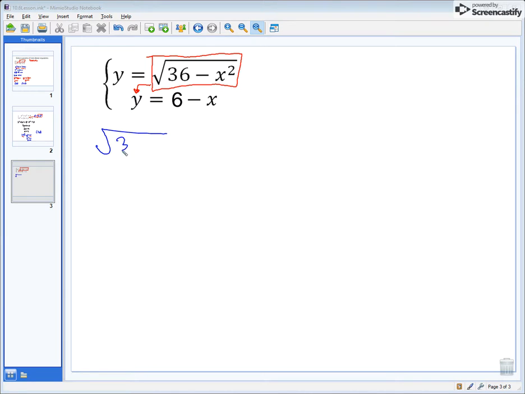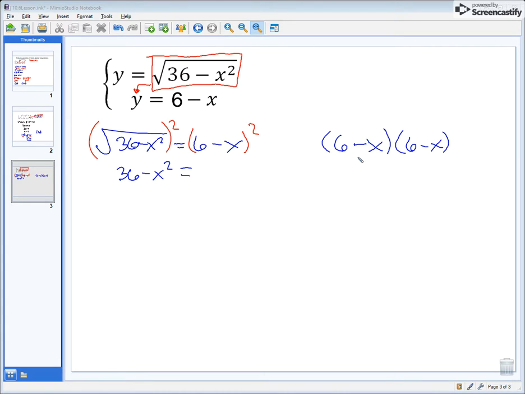Now I have the square root of 36 minus x squared. That is equal to 6 minus x. To solve this, I need to square both sides of the equation. When I square the left side, the square root and the square cancel each other, and I get 36 minus x squared. On the right side, I have 6 minus x, quantity squared, which means there are really two of them. 6 minus x times 6 minus x.